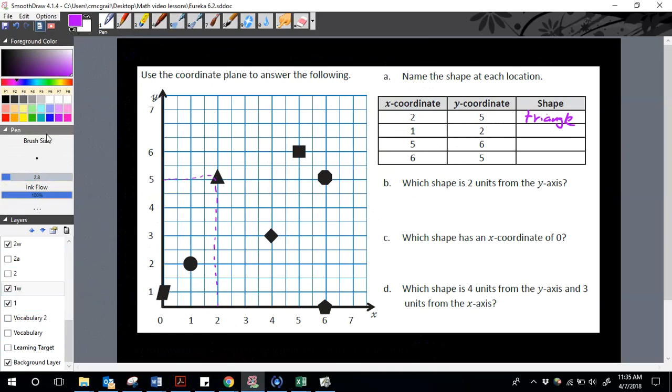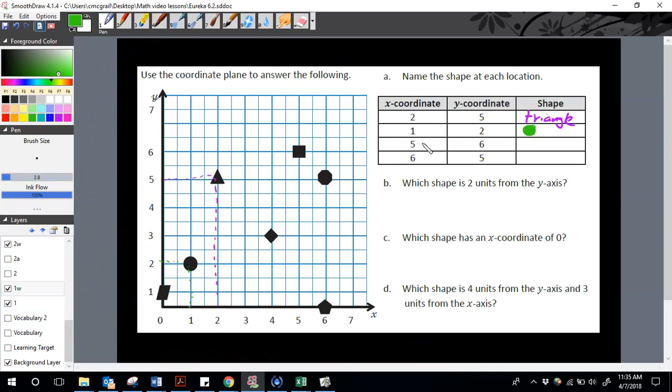Let's take a look at the next one. The x-coordinate is 1, the y-coordinate is 2. What shape goes here? If I go to x-coordinate 1 and y-coordinate 2, I see that it is the circle. And I'm actually just going to draw my circle here.